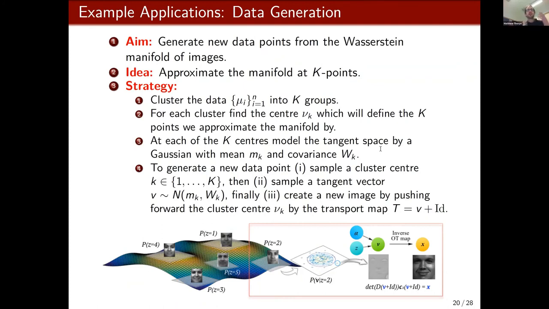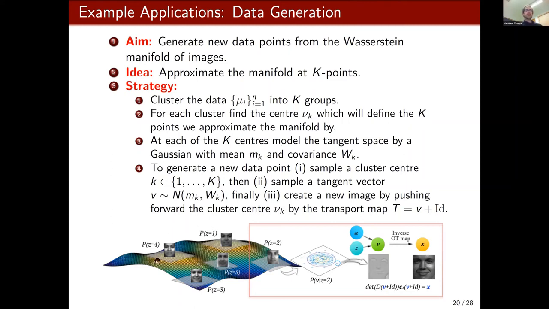This framework now allows us to do things in Euclidean spaces, and this is one little example of how we can generate new images using the Wasserstein topology. We start off with a data set of images. The first thing we do is try to approximate this manifold at k points. We have n images, so we do this linear embedding around some point, and this gives us a lot of vectors in some Euclidean space, and then we do something like k-means. K-means now gives us our k points at which we can approximate this manifold.